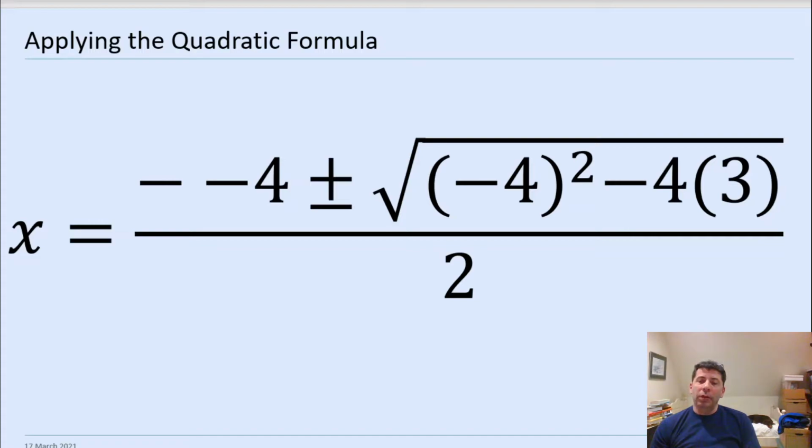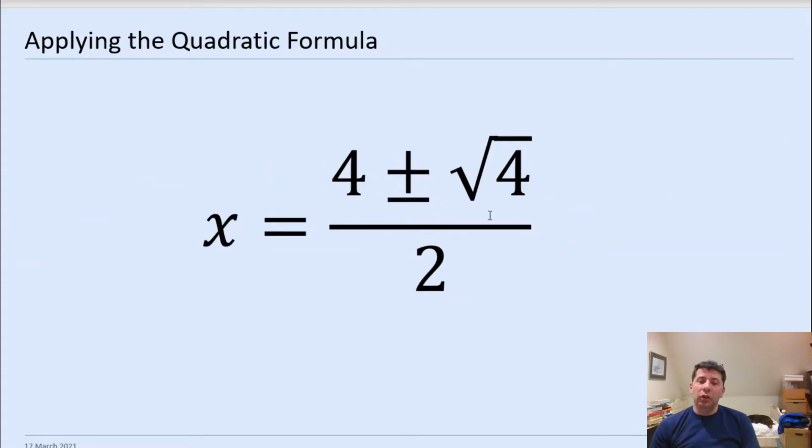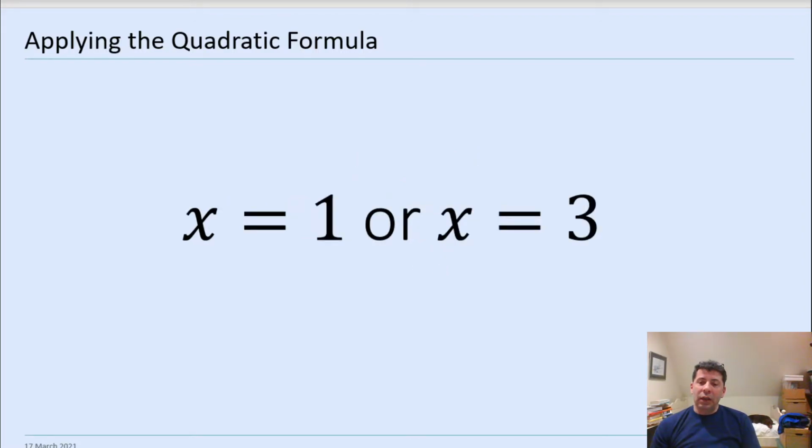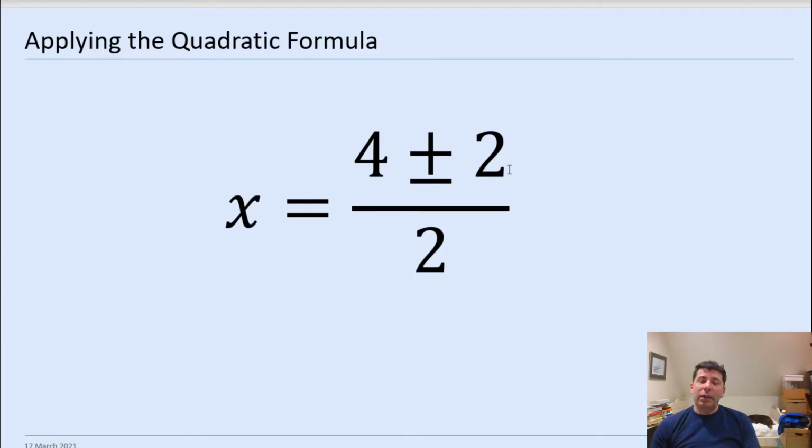So we've got 4 plus or minus the square root of 4, over 2. That's 4 plus or minus 2, over 2. Basically, when it's minus, you get 4 minus 2, which is 2, over 2, which is 1. And when it's plus, you get 4 plus 2, which is 6, over 2, which is 3. So this plus or minus thing gives us two answers.